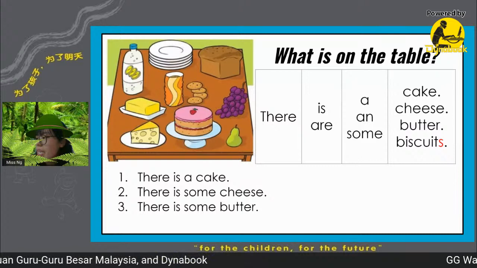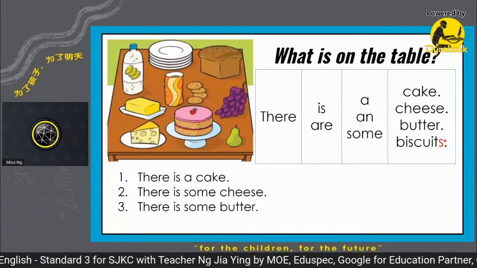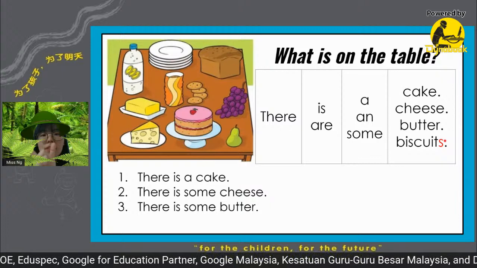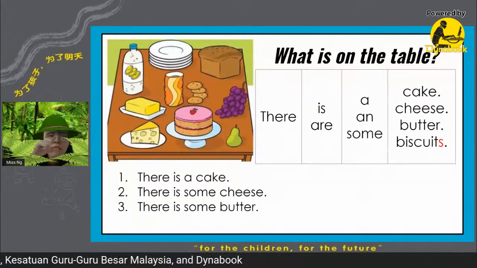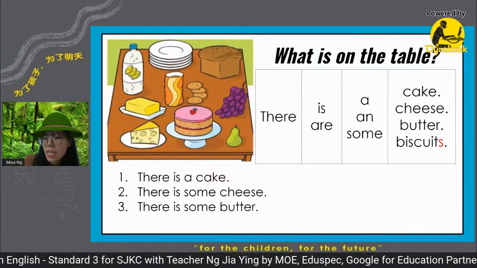Well done, everyone. Okay, so now let's look into our last word here, which is biscuits. Okay, so now, can you tell me biscuit is countable C or uncountable U? So can you please tell me in your comment, if you think biscuits are countable, you type a C for me. Okay, and if you think biscuits are uncountable, you type a U for me. Okay, so can you please type up C or U? Okay, everyone, can you please try?